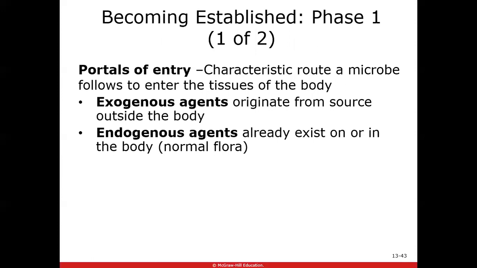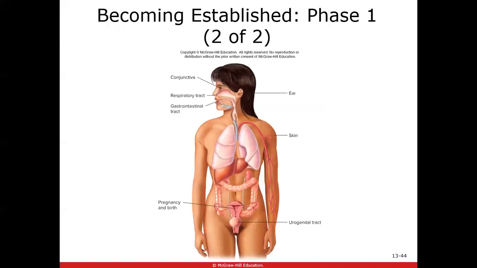Here are some of the portals of entry. Portals of entry are the characteristic route a microbe follows to enter the tissue of the body. You can have exogenous agents. Exo usually means outside of, so they originate from a source outside of the body. Endogenous agents already exist on or in the body. This is your normal flora. If they're already on or in your body, they're considered endogenous agents. Exogenous agents are ones that are not part of your normal flora.